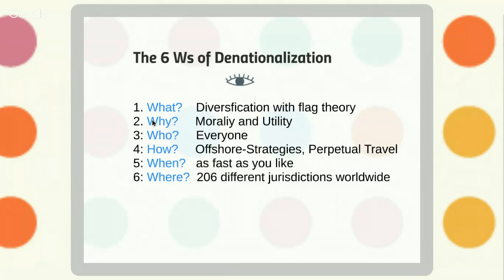Well, we can say denationalization is your diversification with the flag theory. That means you can plant flags everywhere in the world. I will show you in a few minutes what flags are. Suffice to say at the moment, flags are every service you can use in any part of the world. For example, registering a company. You don't need to do that in your home country. You can do it in other countries too.